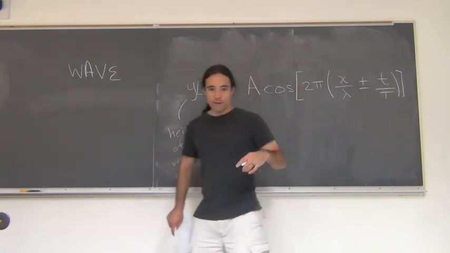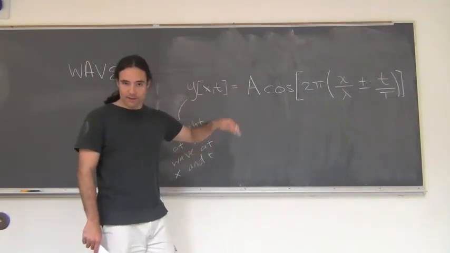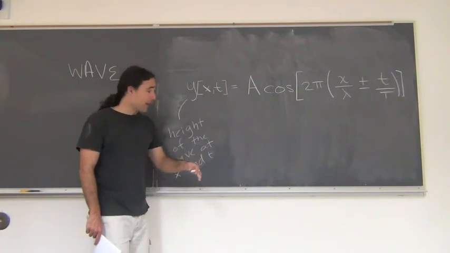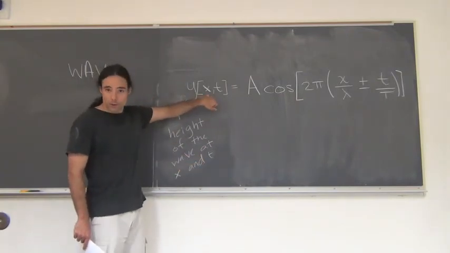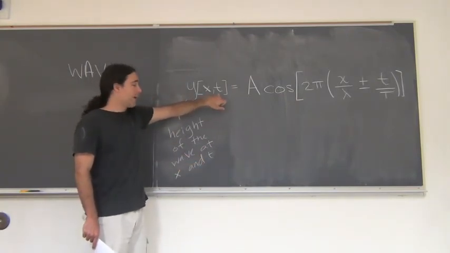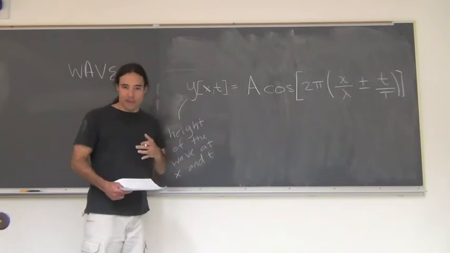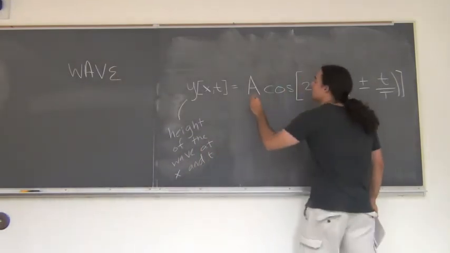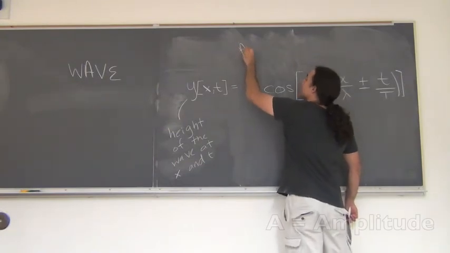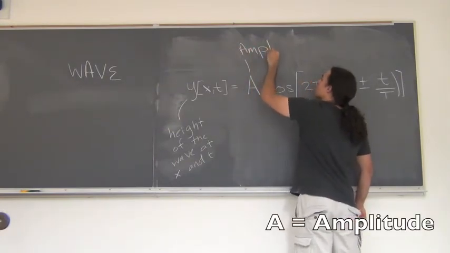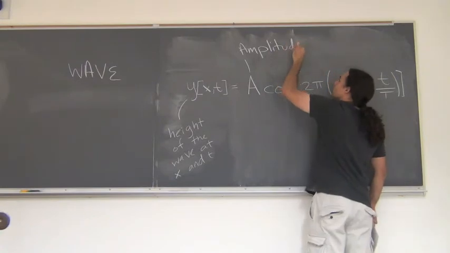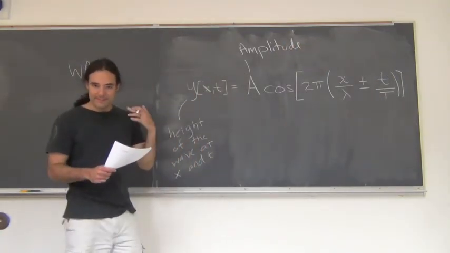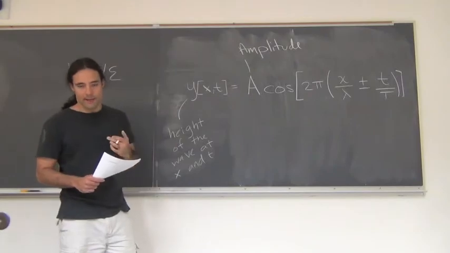So my wave, if I look at a particular point on the wave, is going to have different heights. It's going to go up and down over time, so I have to pay attention to not only where I am on the wave, but also at what time I am looking at that point on the wave. The A, we call that the amplitude. The amplitude is the maximum height of the wave.